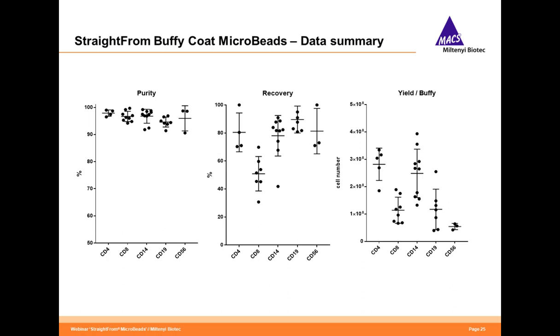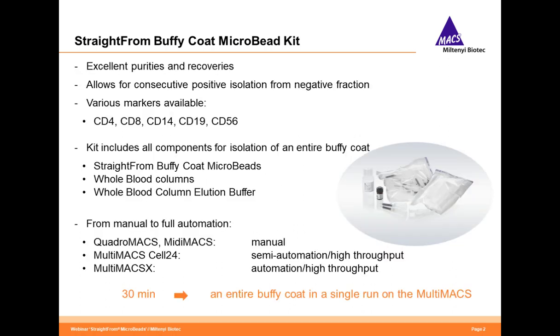As a sum up of our Buffy Coat reagents, what we have at the moment: CD4, CD8, CD14, CD19, and CD56. You see the purities are all above 90%, and the recoveries and yields are good, but for sure also depend a little bit on the frequency in the starting material. And as before, also here for the Buffy Coat reagents, we have the possibility for consecutive separation. We developed markers for T helper cells, cytotoxic T cells, CD14 for the monocytes, CD19 for the B cells, and CD56 for the NK cells.